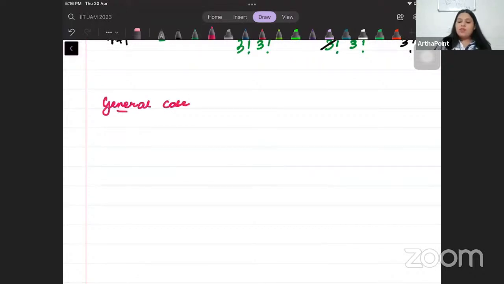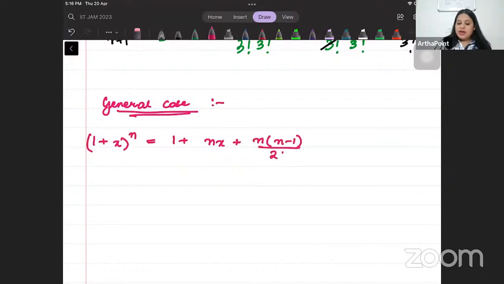Very, very important formulas for any exam. Even in IIT, GATE, economics, these formulas are important. (1+x)^n can be written as 1 + nx + n(n-1)/2! x² and so on. This is the expansion of (1+x)^n, where |x| < 1 and n belongs to real numbers.